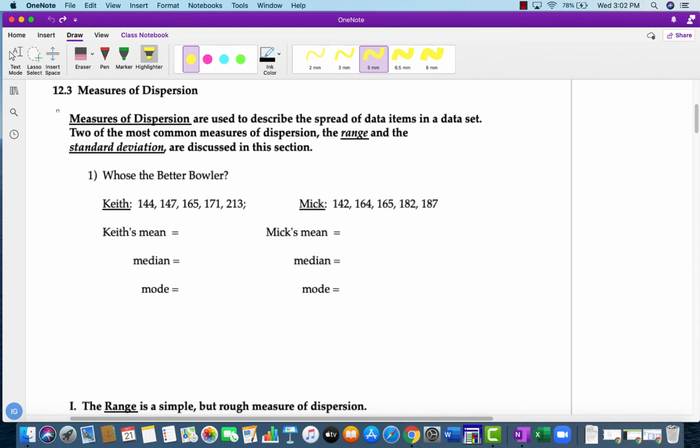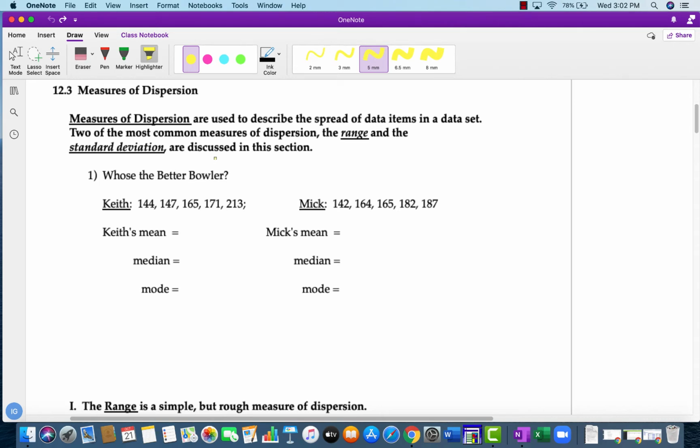Okay, now we have section 12.3, which is measures of dispersion. In this section, we're just going to learn some different ways to measure data, and you're going to see why it's important to know this compared to the last section. Measures of dispersion are used to describe the spread of data items in a data set. Two of the most common measures of dispersion, the range and the standard deviation, are discussed in this section.